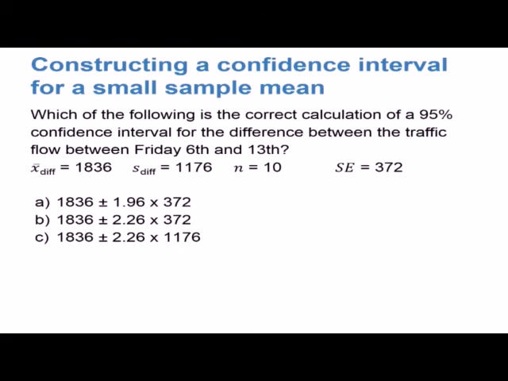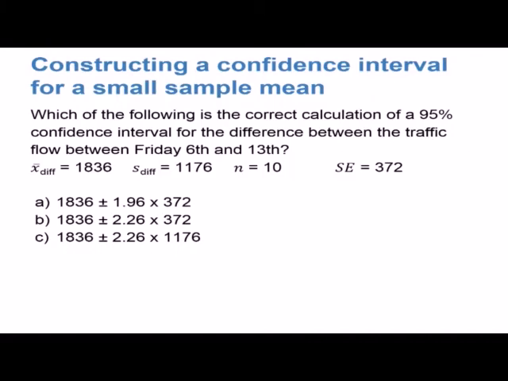So which of the following is the correct calculation of a 95% confidence interval for the difference between the traffic flow between Friday the 6th and the 13th? Remember, the sample mean of the differences is 1,836. The sample standard deviation of the differences is 1,176. Our sample size was 10. And if we take the sample standard deviation divided by the square root of 10, we get 372.